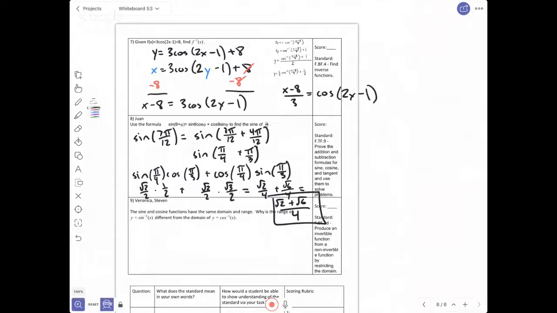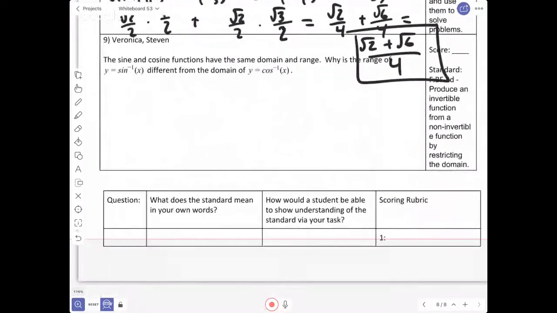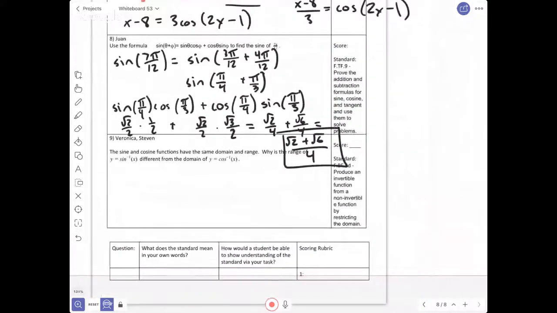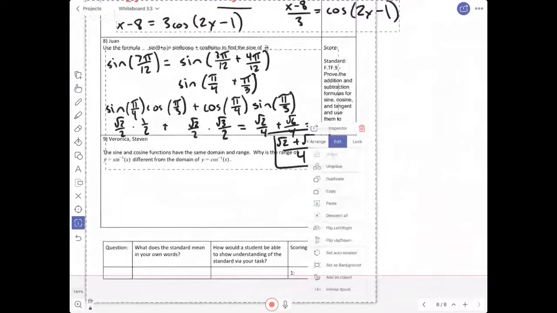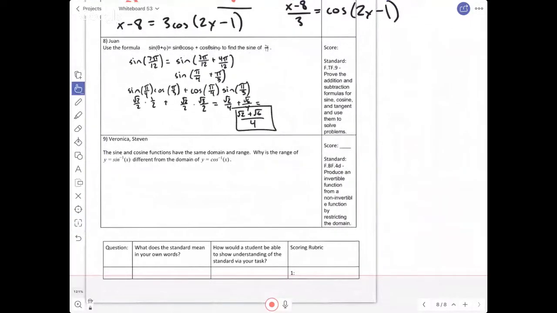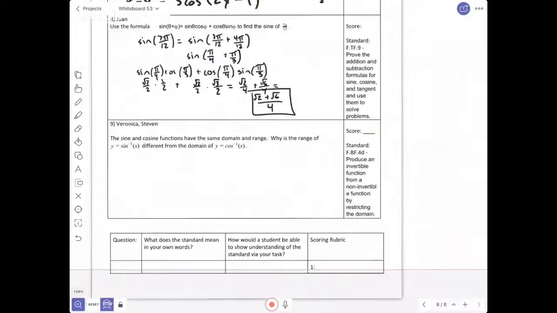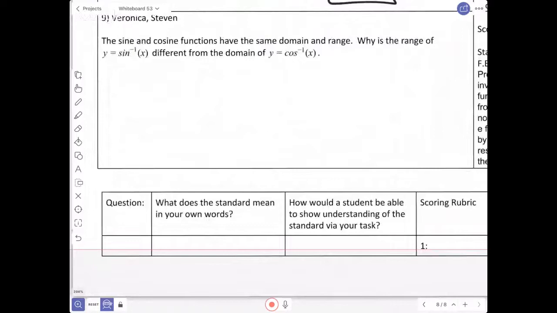Number 9, we have Veronica and Steven's problem, which I'm going to try to make a little more visible. Ungroup, shrink that down so it fits in there. There we go. The sine and cosine functions have the same domain and range. Why is the range of y equals inverse sine different from the domain of y equals inverse cosine? Great question.